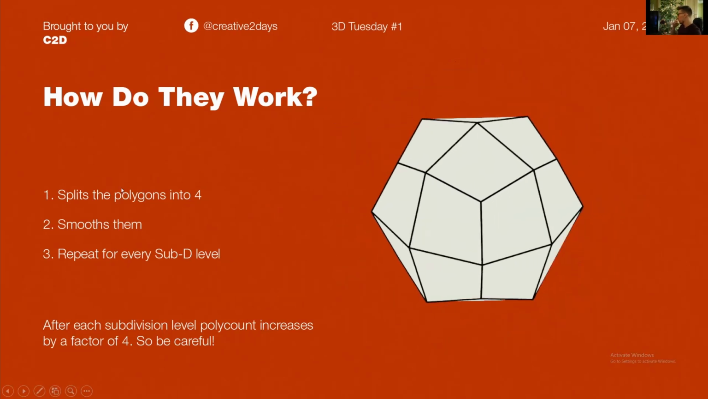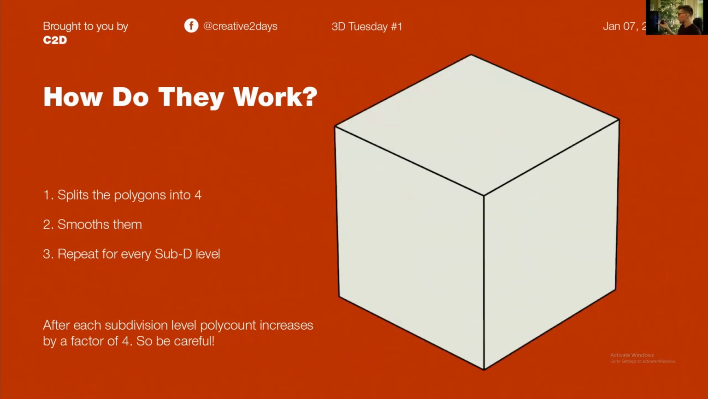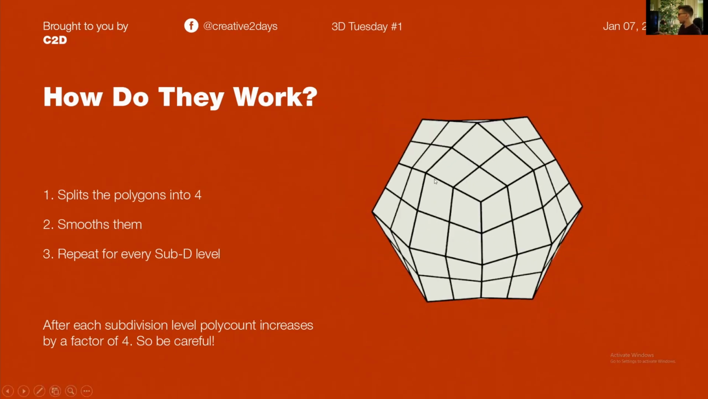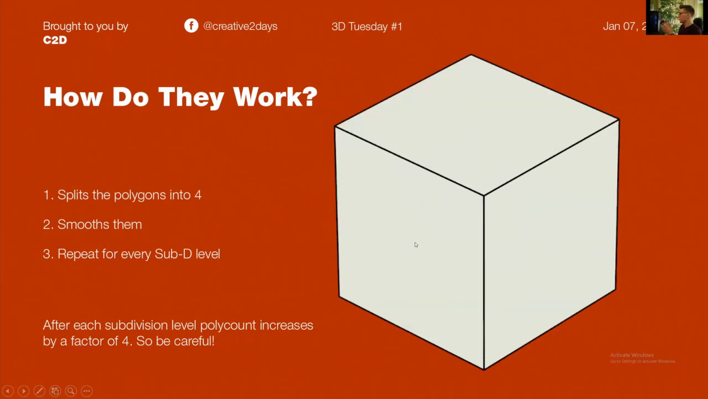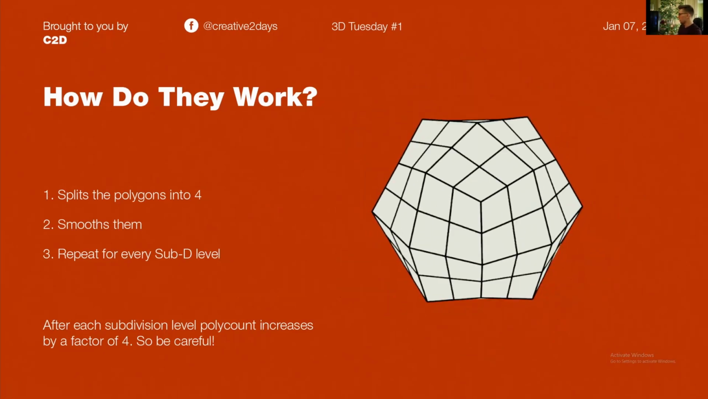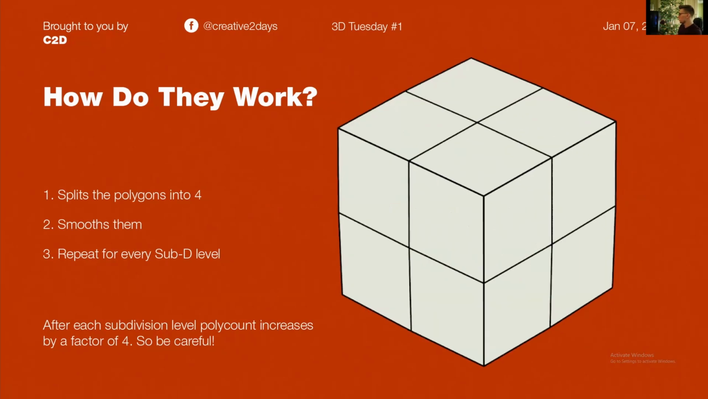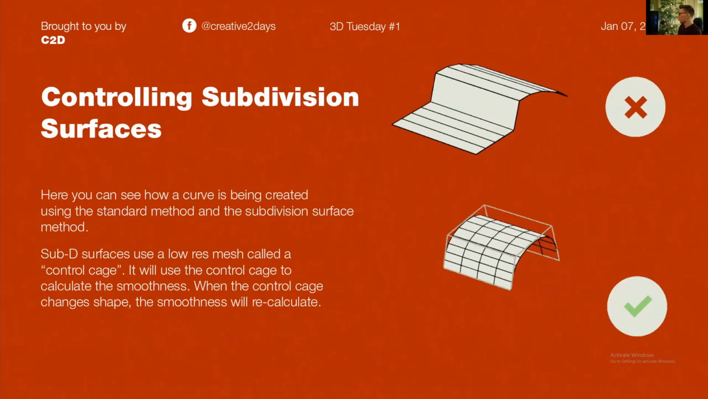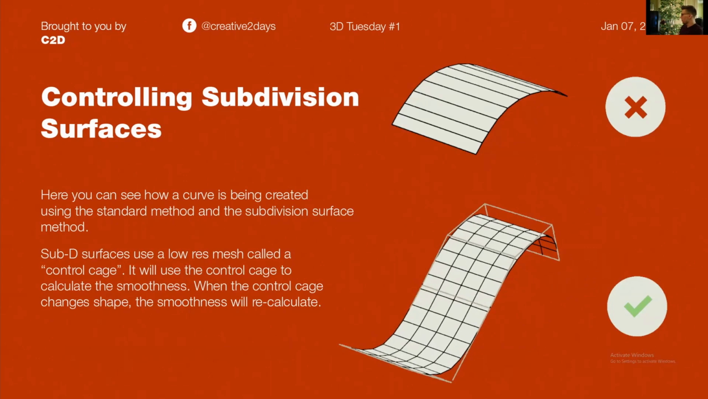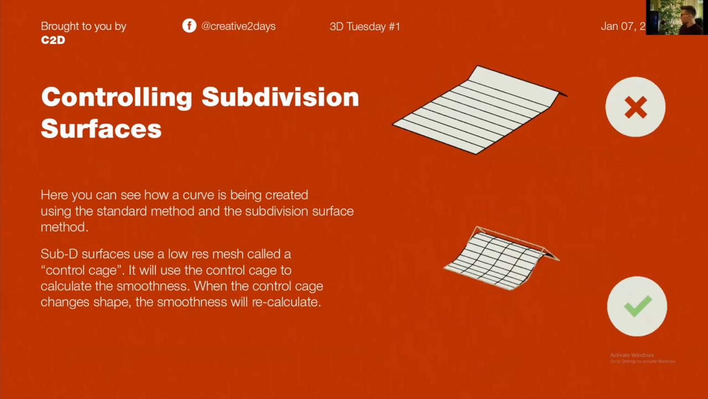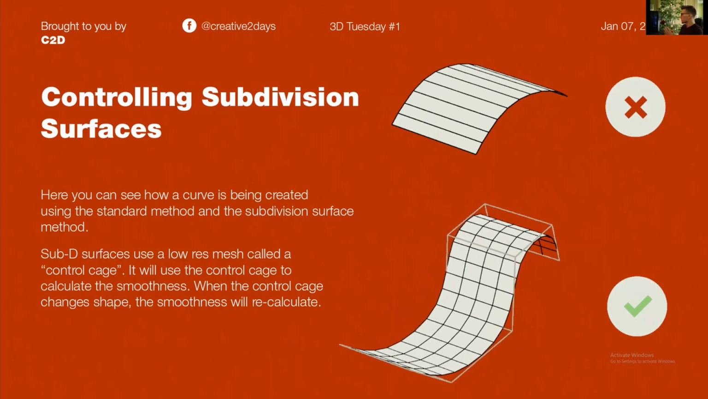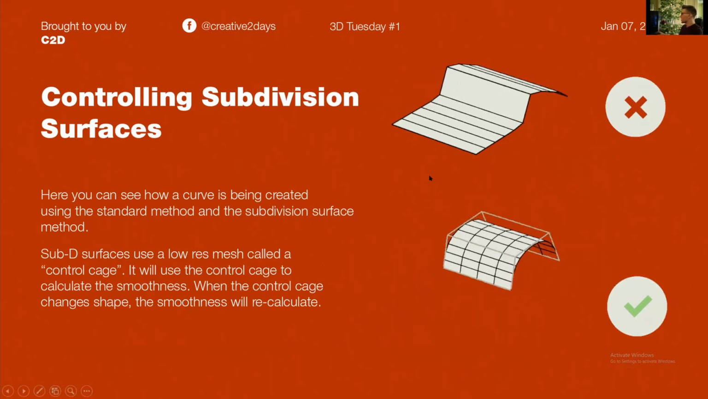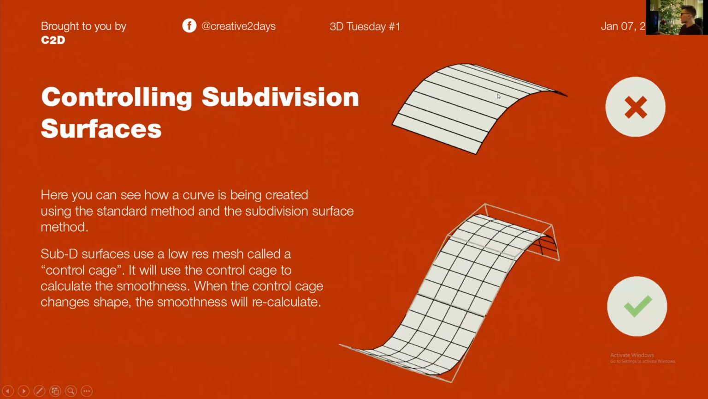I think that explained everything. It splits every polygon into four other polygons, and then it smooths them, basically creating more geometry and then smoothing it. Now, this is an example of how modeling with subdivision surfaces is done. As you can see right now, this is the manual way.